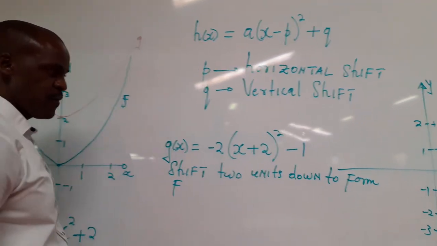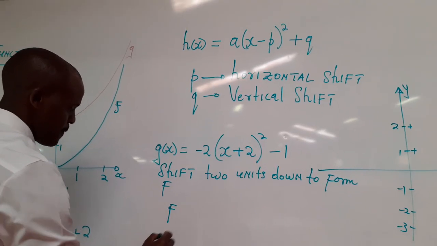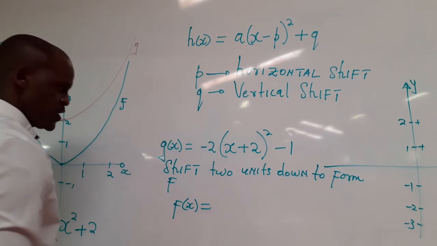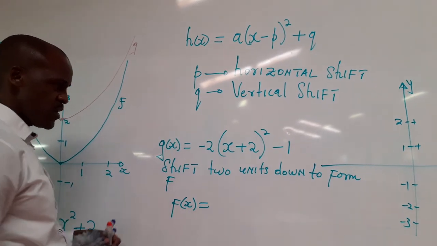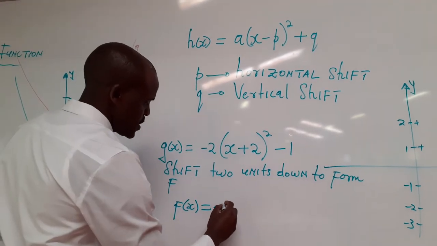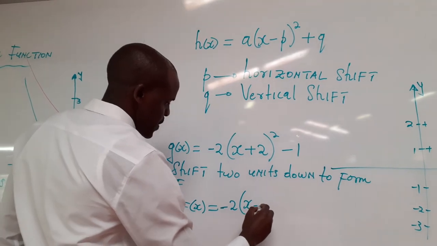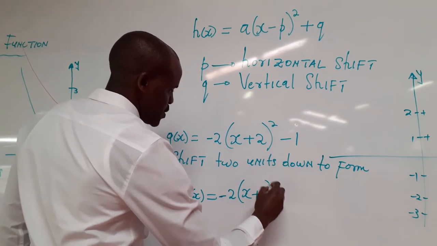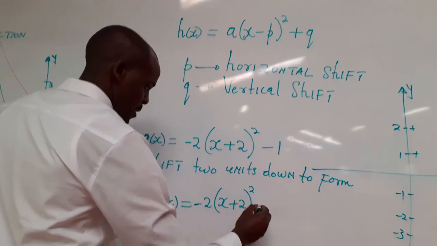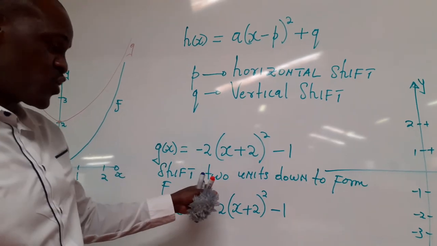To form f, this equation will now be f at x equal to, we are to shift these 2 units down. Minus 2 into x plus 2 all squared minus 1. We are shifting it 2 units down.